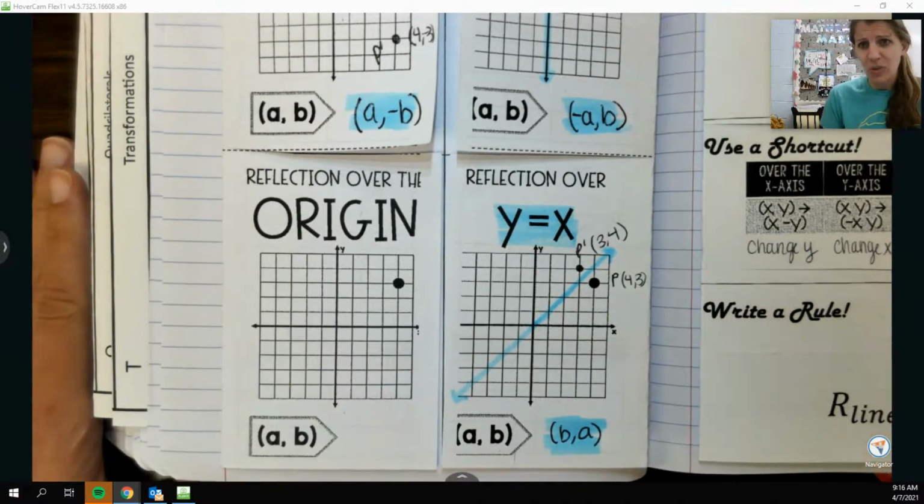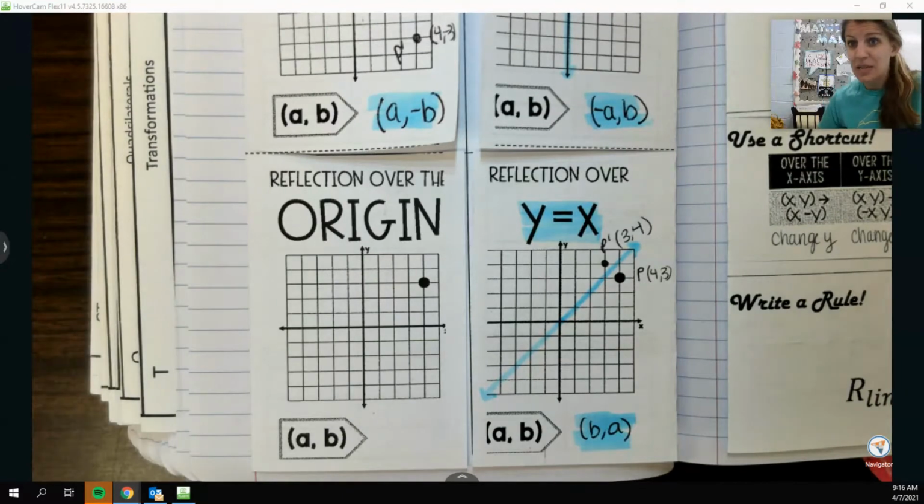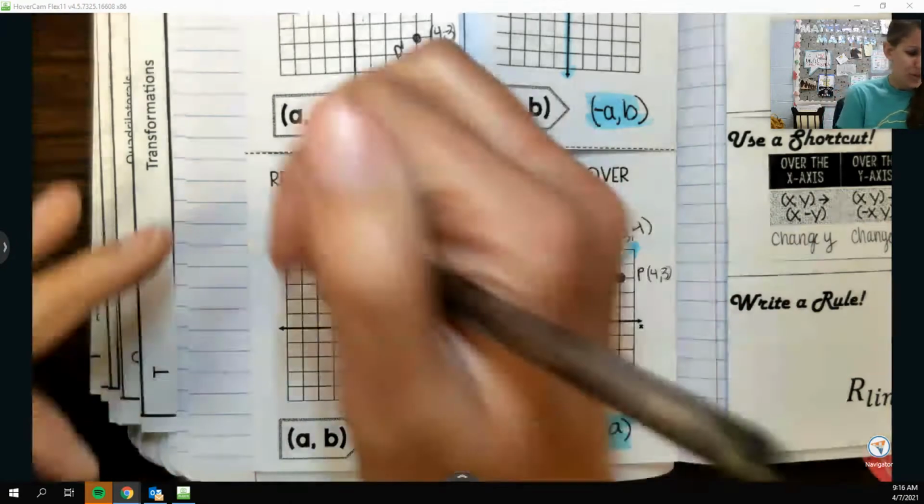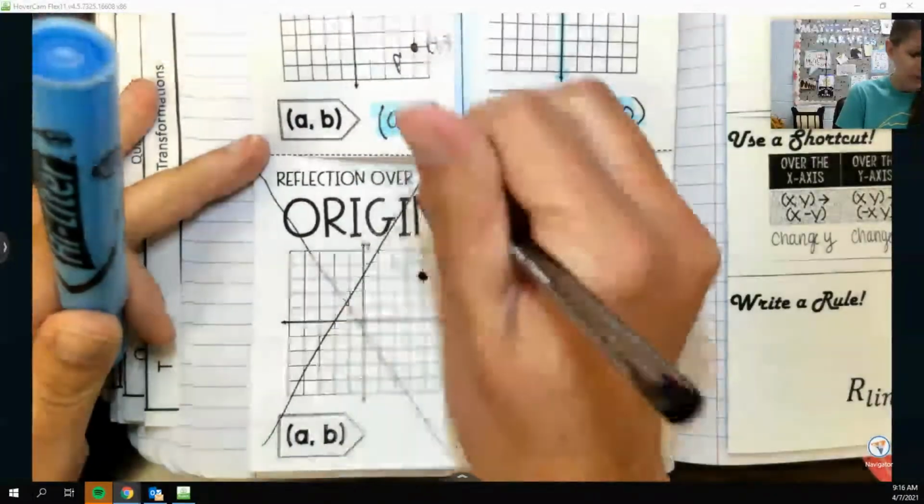Now another one that I didn't talk about, because I don't really use it all that often, is to reflect over the origin. The reason I don't really do it is because you're reflecting over a point rather than a line. And you know what? I'm not going to do it. So we're just going to skip that box.